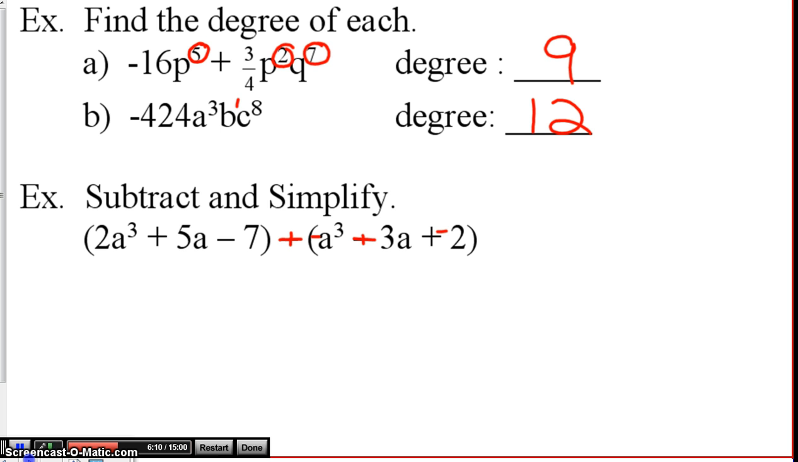So 2a cubed plus negative 1a cubed gives us 1a cubed. Then I go on to my a squareds. I have none, so I go on to my a's. 5a plus 3a gives me plus 8a. And then on to my constants. Negative 7 plus negative 2 gives me minus 9.